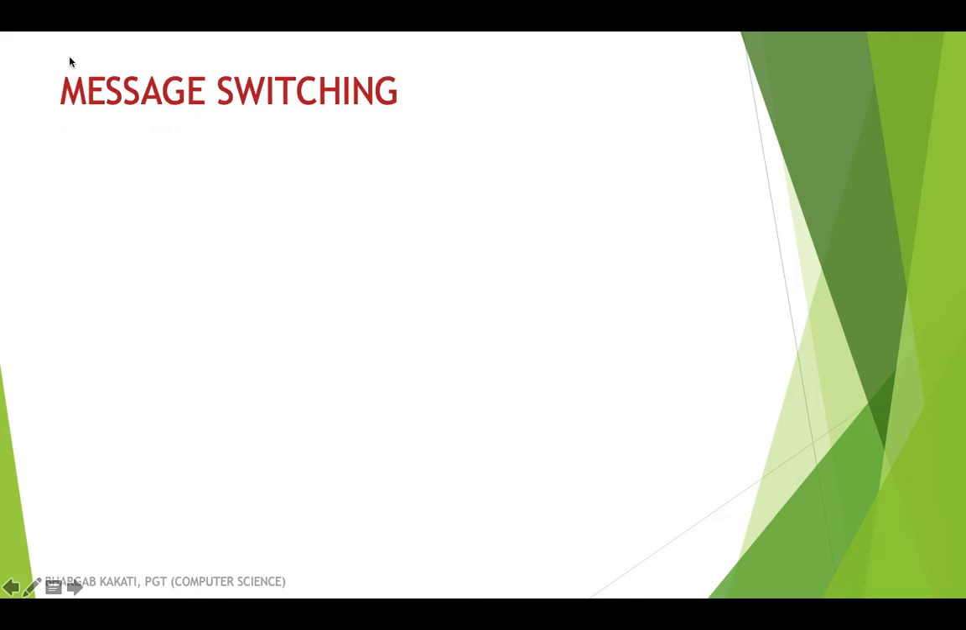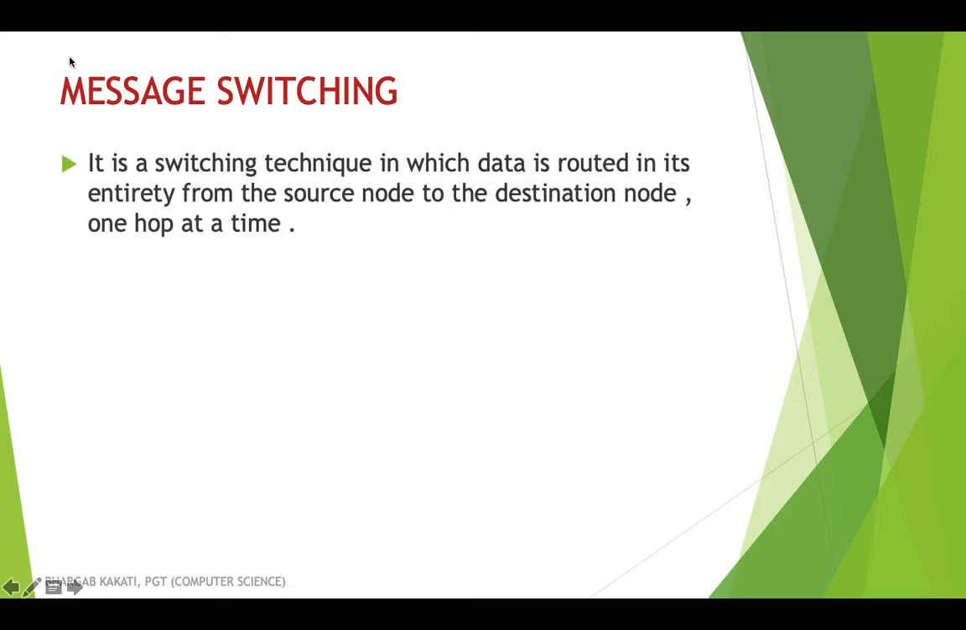Got it? Let's go to the last type of switching, which is known as message switching. What is it? It is a switching technique in which data is routed in its entirety from the source node to the destination node, one hop at a time. Here, in case of message switching, data is not broken down into packets. The entire data is routed from the source to the destination node, and in between, if it finds some congestion, it will stop there, and then after the route is clear, again it will go.